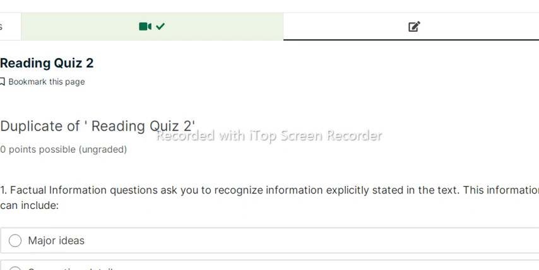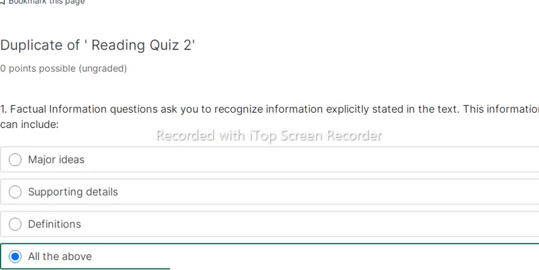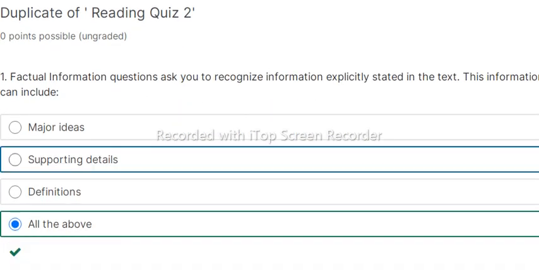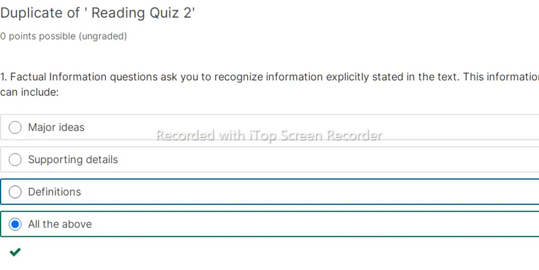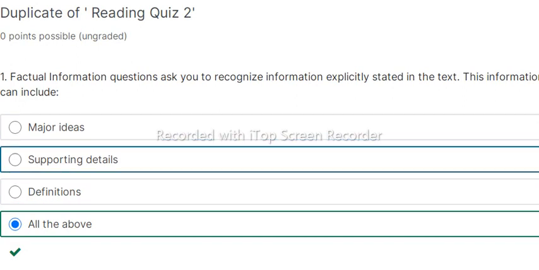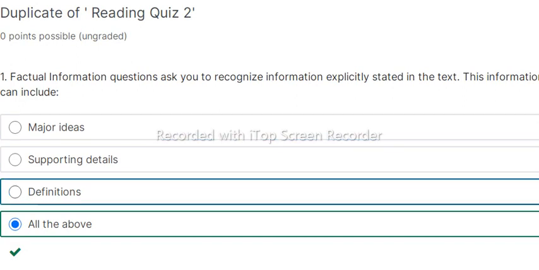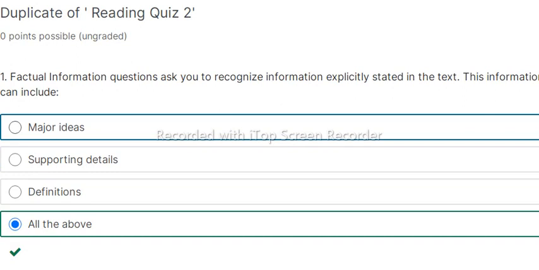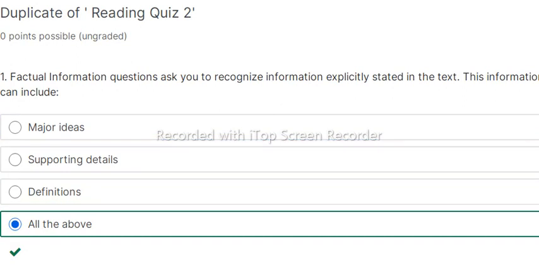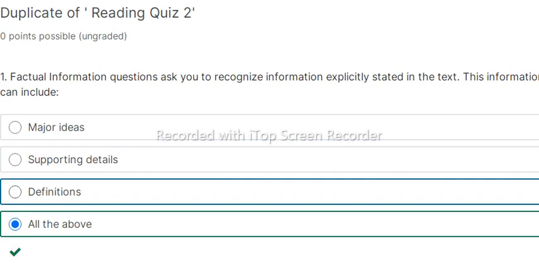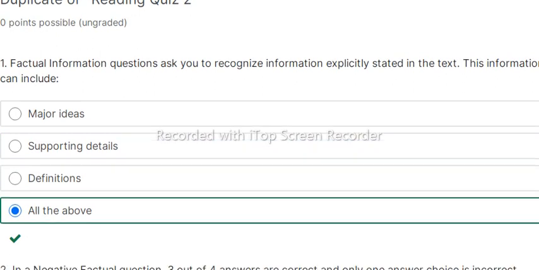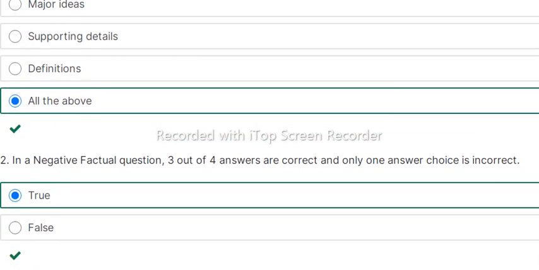Now we are in the reading quiz 2. You see a question and also some optional answers. Okay, if all the answers are correct, we must choose "all of the above." Also, we have the negative.